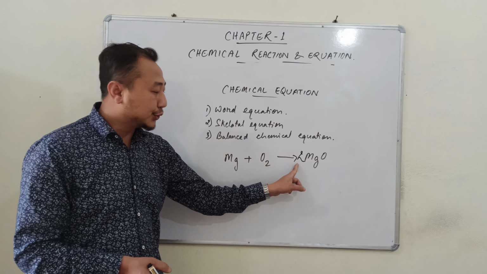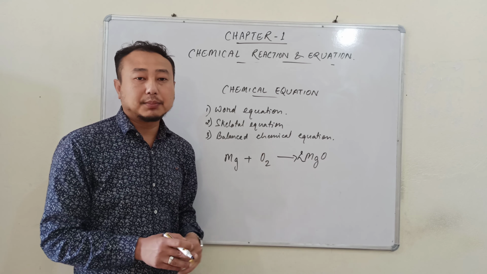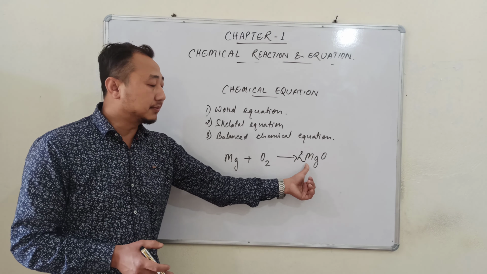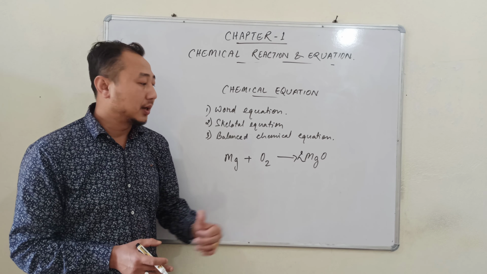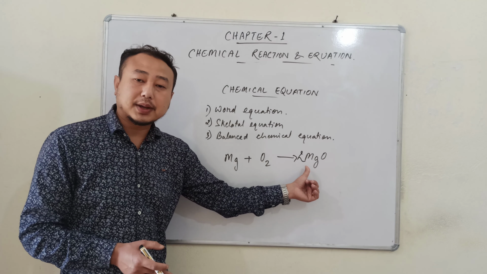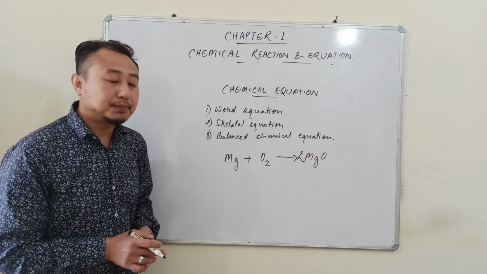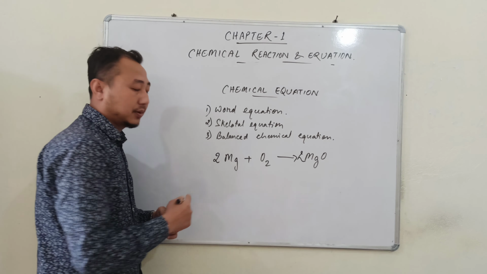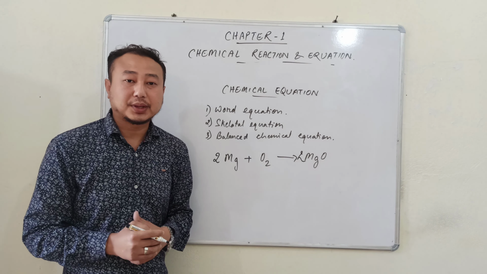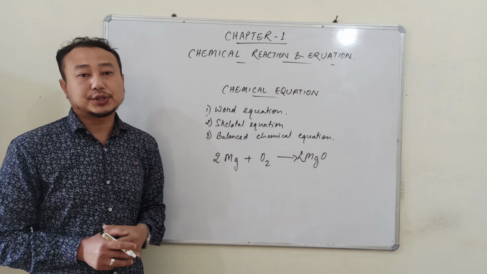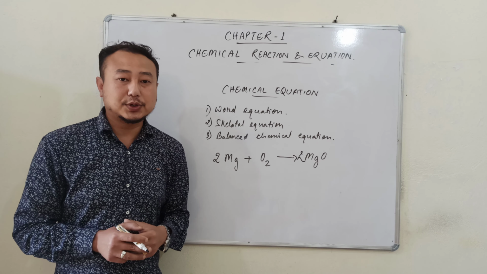So when I put here 2, the number of oxygen atoms becomes balanced, but the number of magnesium atoms is not equal. On the product side, the number of magnesium atoms is 2, while on the reactant side, it is only 1. So to make it balanced, I put here 2 in front of this magnesium. Now, in this equation, both the oxygen and the magnesium have equal numbers on the reactant and the product side. Such a type of equation, we call a balanced chemical equation.